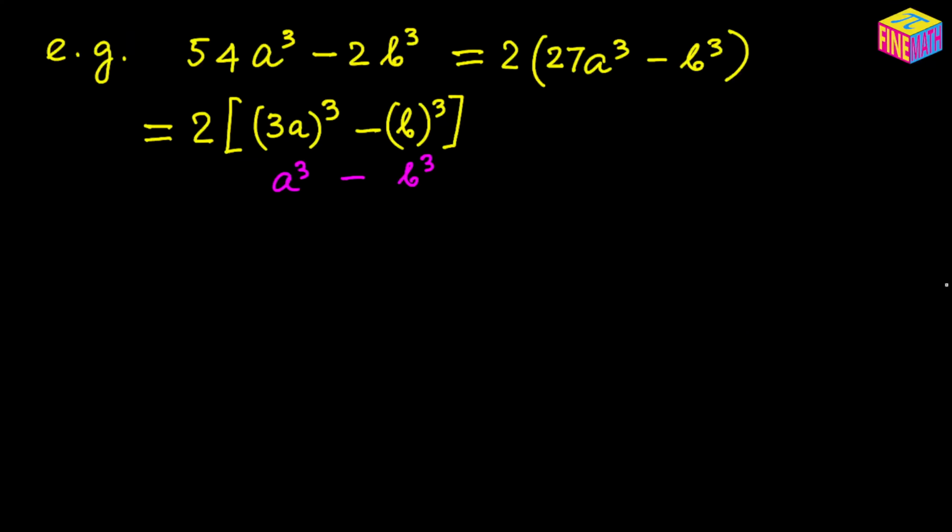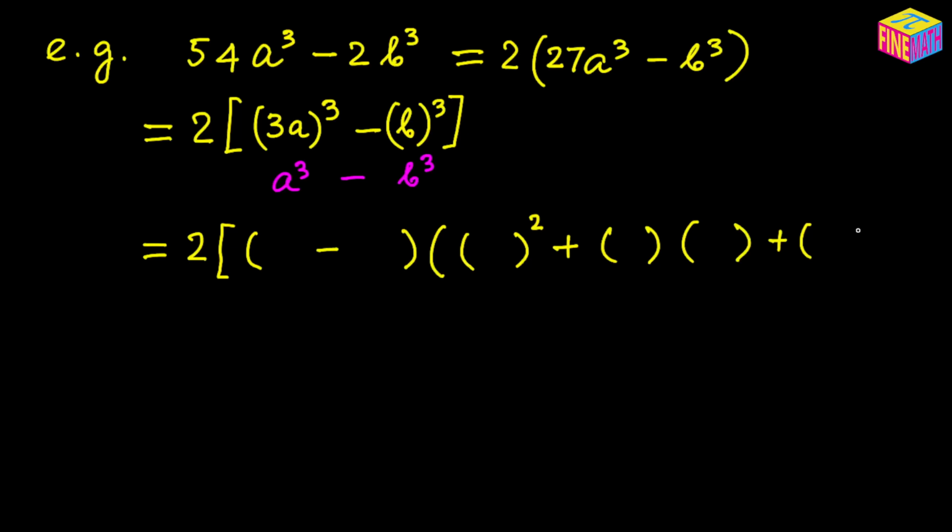Alright, let's do that. The factored form would be like this. Of course, the 2 will remain outside the bracket. That is our first original common factor, so it stays outside. Inside we get a minus b, times a squared plus ab plus b squared. Now let's plug in the values. What is a in this case? A is 3 times a, and b is just b. So that would be 3a minus b in the first parenthesis.